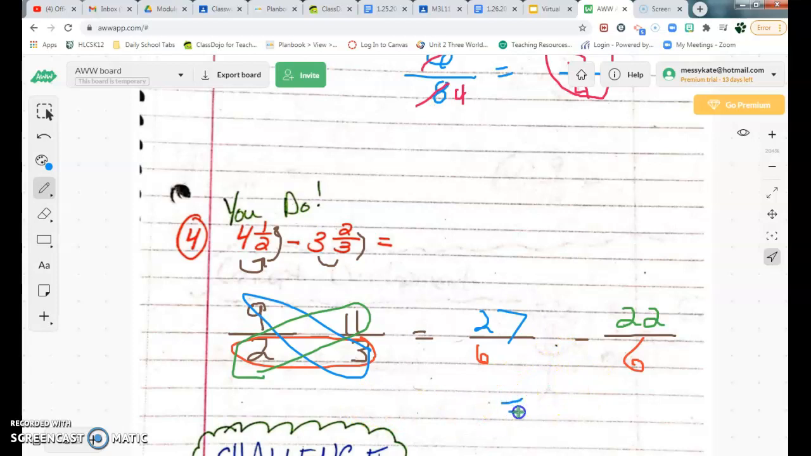Okay. Now I'm going to subtract this out. I know my denominator is going to stay 6. 27 minus 22 is a difference of 5. That cannot be reduced anymore. That is 5/6. There we go.